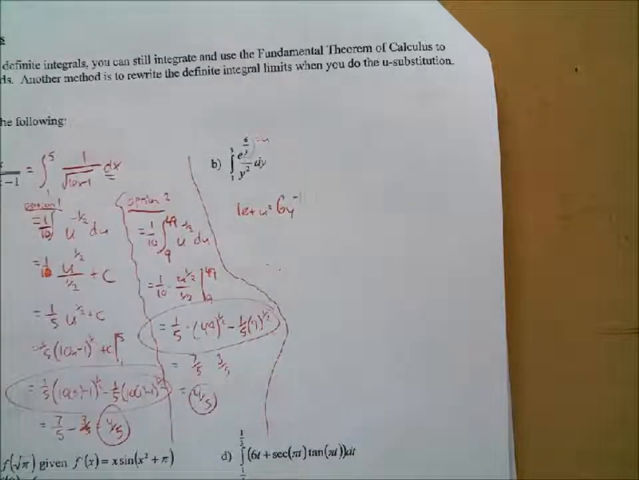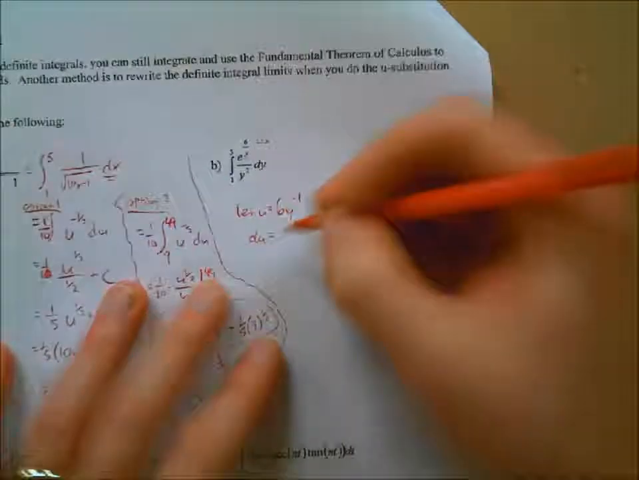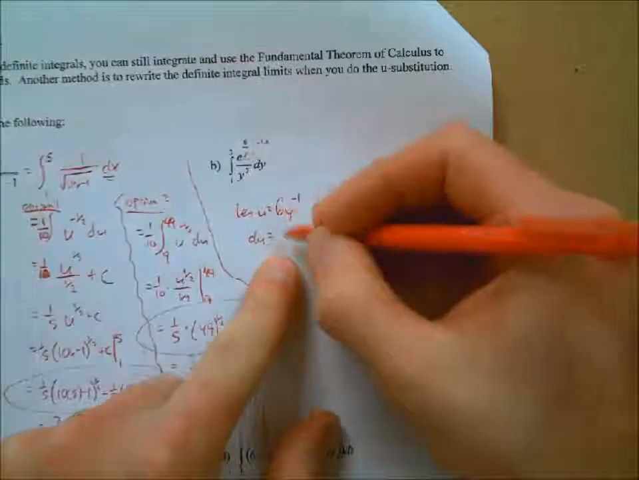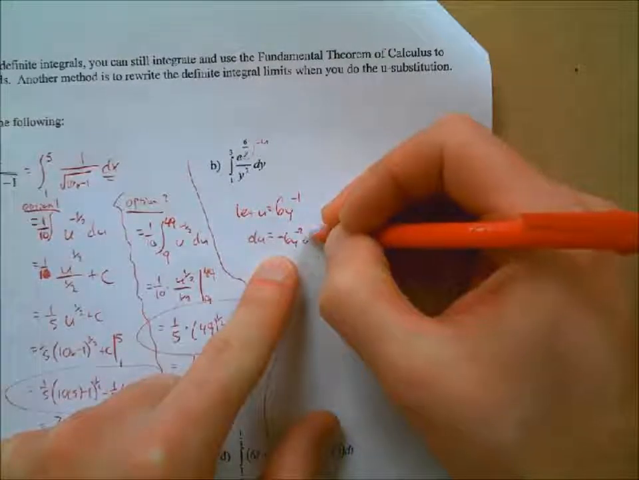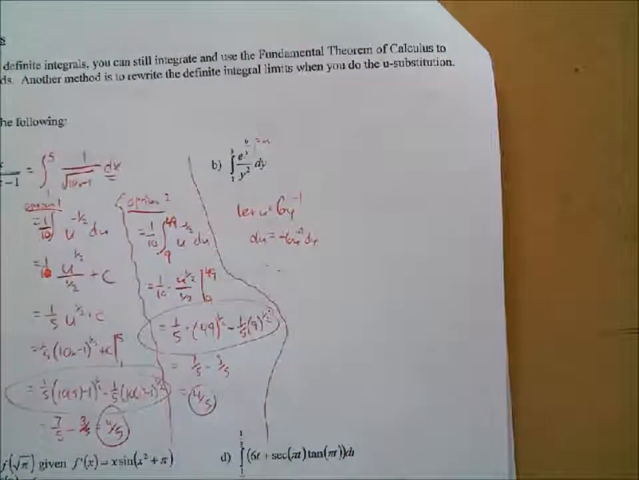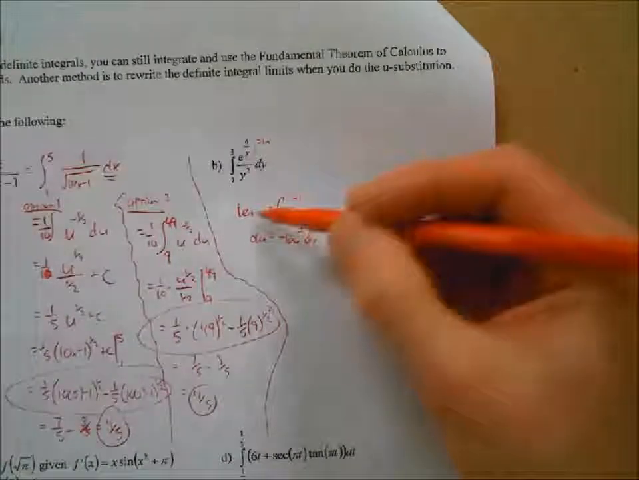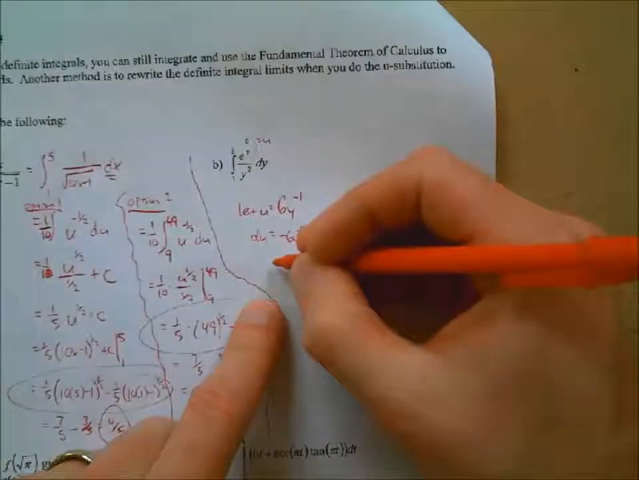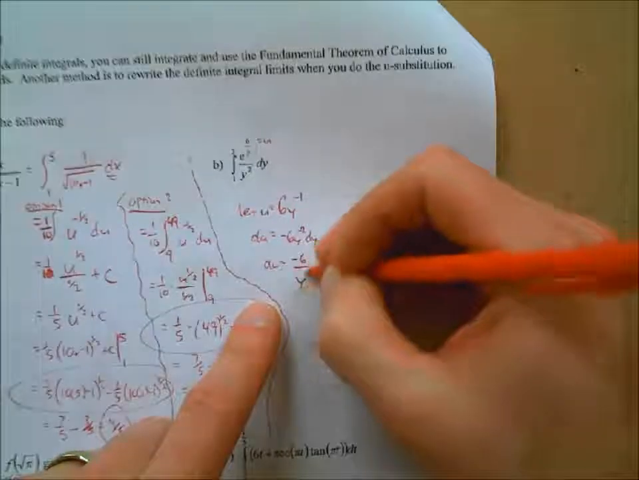Maybe that would help too. And so du: the derivative of 6y to the negative 1 would be negative 6y to the negative 2, and I'm going to put dy there. Don't put a dx, that doesn't make sense in this case. We are differentiating both sides with respect to y, since y is our independent variable here. Which is the same thing as saying du equals negative 6 over y squared dy.